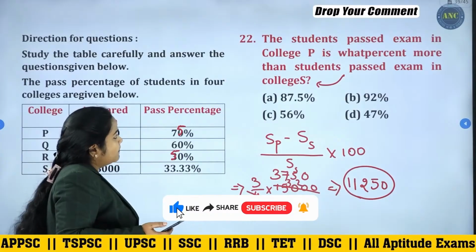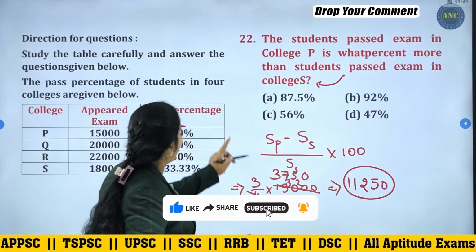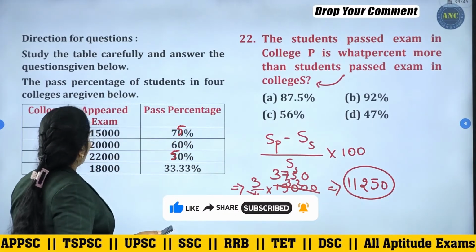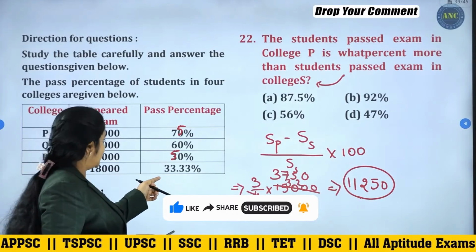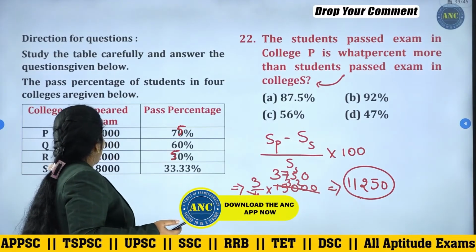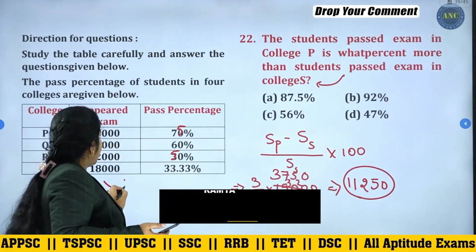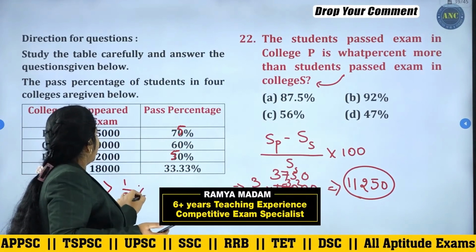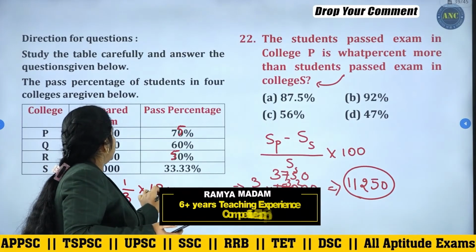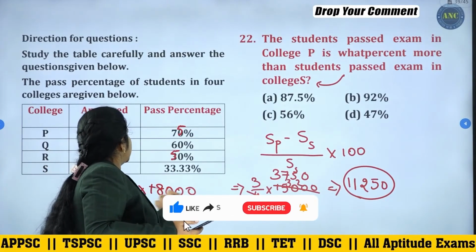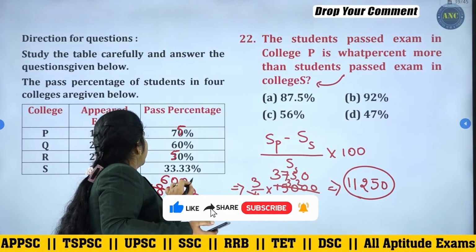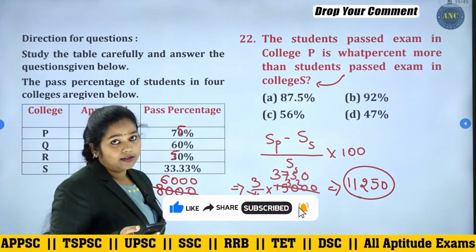What they asked next, students passed in college S. They are giving the pass percentage. So here itself we can do, no? It's 33.33%. How much I told you? We can write this as 1 by 3. 1 by 3 into 18,000. 3, 6 times. It's 6,000. Clear?